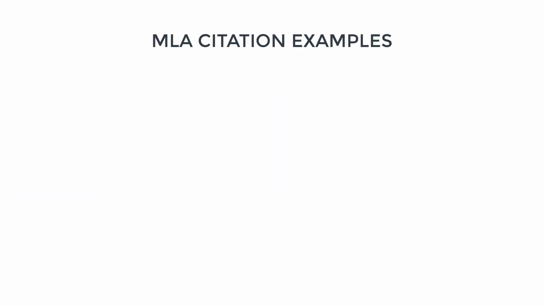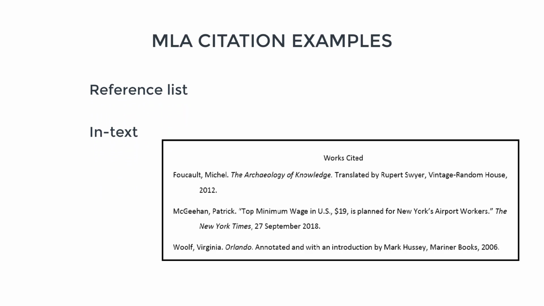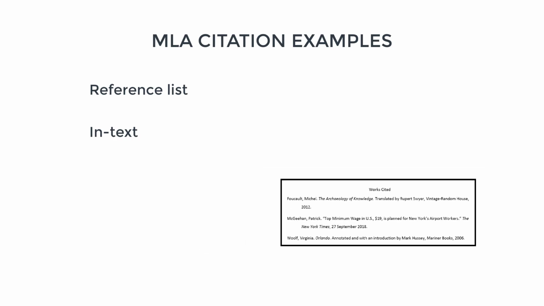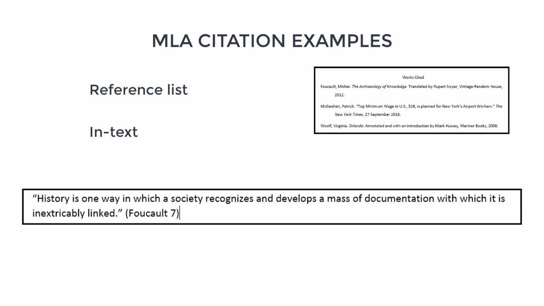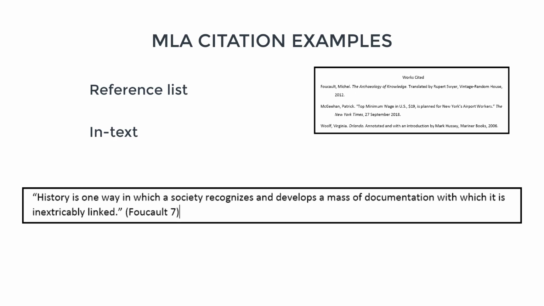MLA citations can be divided into two main types: reference list citations and in-text citations. The reference list goes at the end of the work and lists all the sources that you cited in text. The reference list sources are in alphabetical order by author. In-text citations are included in the body of the work when you quote, paraphrase, or otherwise refer to a source.